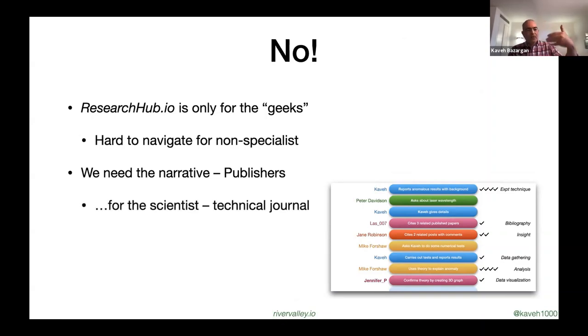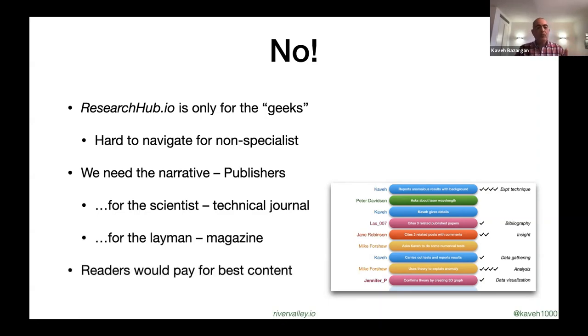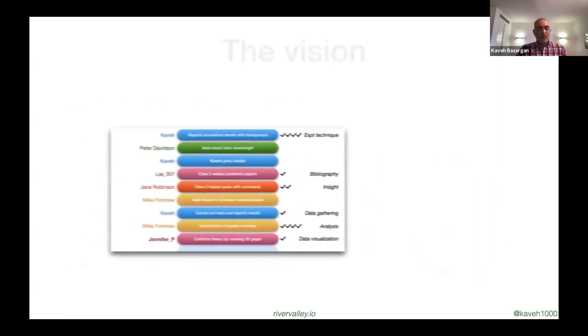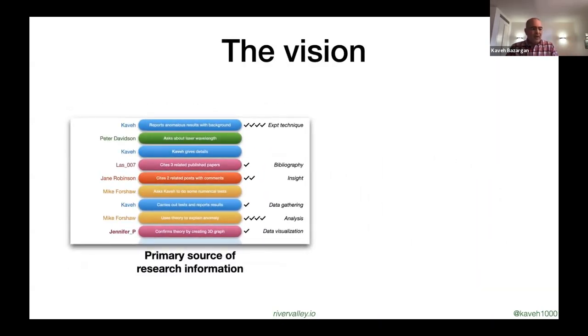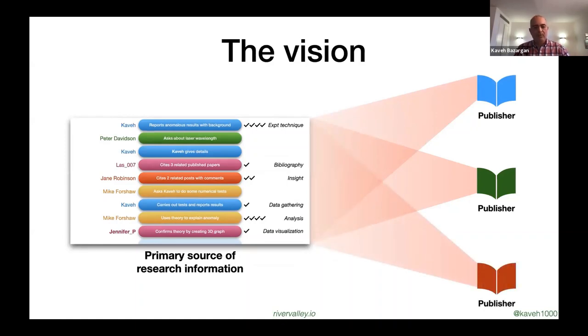For the scientists, there could be technical journals where a technical journalist will explain exactly what happened here, maybe giving a different angle. For the layman, there could be a magazine. And readers would pay for the best content. So the vision here, again, it may not happen, but in the lab we think the primary source of research information would be on this site. And a publisher would come in and publish what they believe is worth publishing. Another publisher could do the same thing, and multiple publishers could do the same thing. And that's the end of my talk. Thank you.